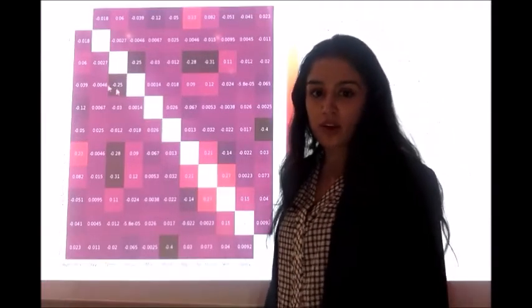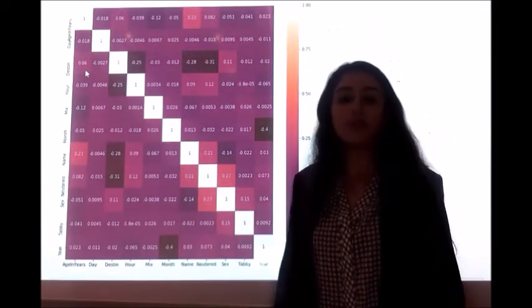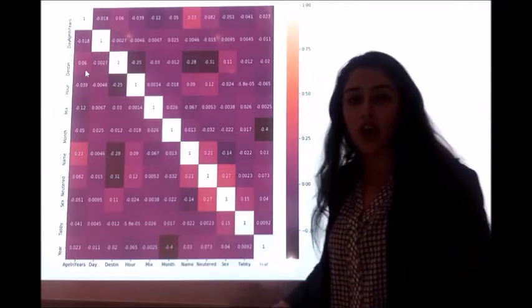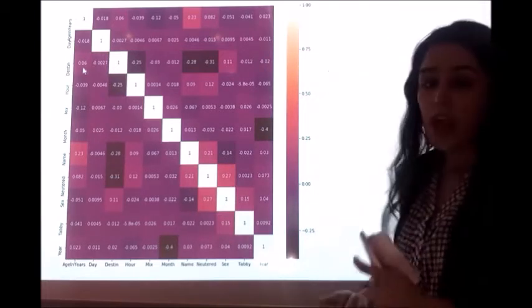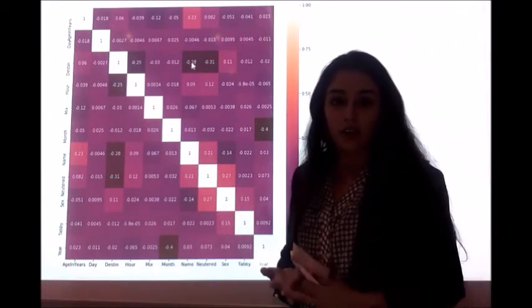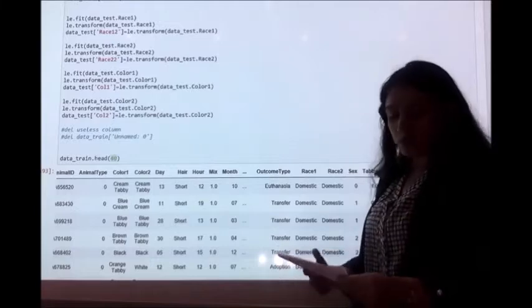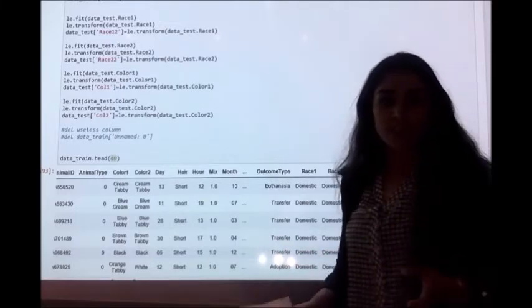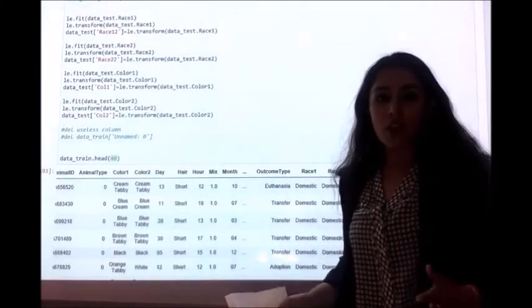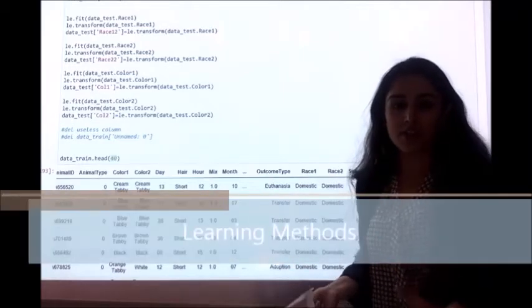If we do the heat map of a variable, we can see that the variables with the biggest correlation with the outcomes are age in years, name, neutered, sex, hours.